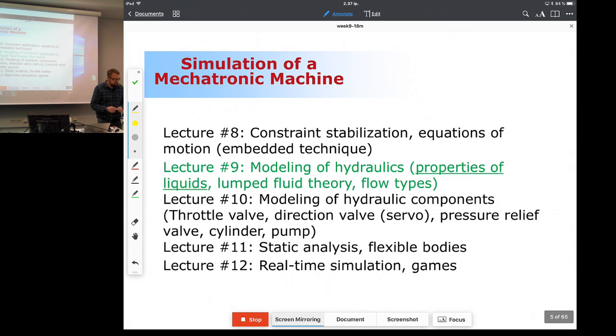Okay, so the first topic. Let's get started from the properties of fluids. That's the first item that I would like to explain. What I'm going to do is first explain the bulk modulus, and then I'm going to explain viscosity.